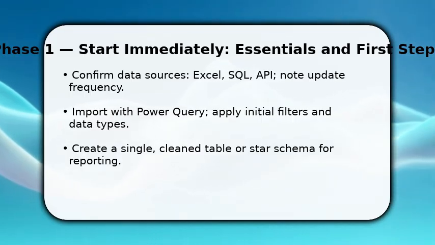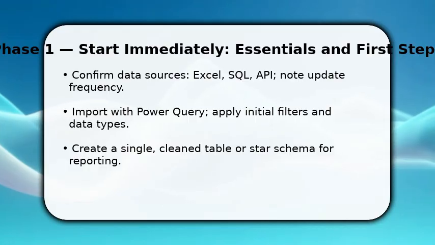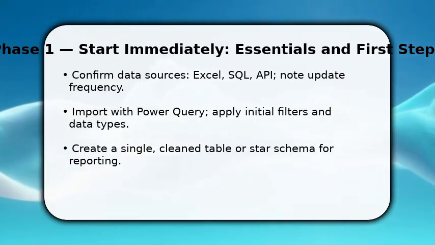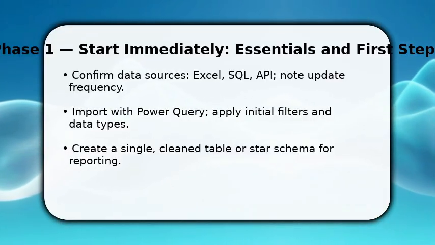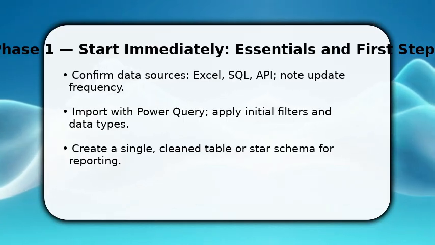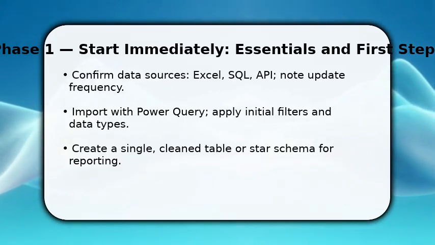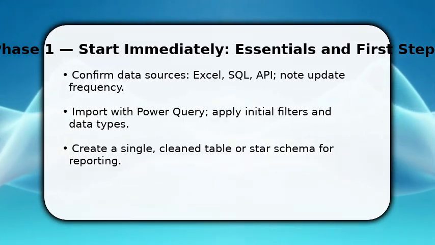Once done, fold related tables into a clear schema so relationships are obvious. You should name fields consistently and create calculated keys if needed. This minimizes later confusion and speeds up visuals. It also ensures your model can scale when new data arrives, so you won't rebuild from scratch.